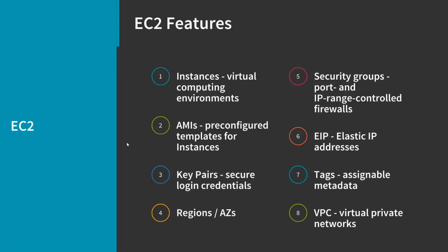Next up is key pairs, or secure login credentials. For now, just know that they're credentials you can use to log into your EC2 instances. Very shortly, in another video, we'll go over exactly how to create those and use them to get connected with your instance. Next up are regions and availability zones, which once again are a way to not only organize your EC2 instances, but to make sure that they're fault tolerant and highly available.